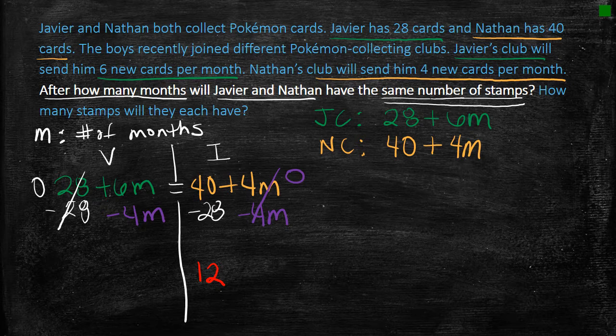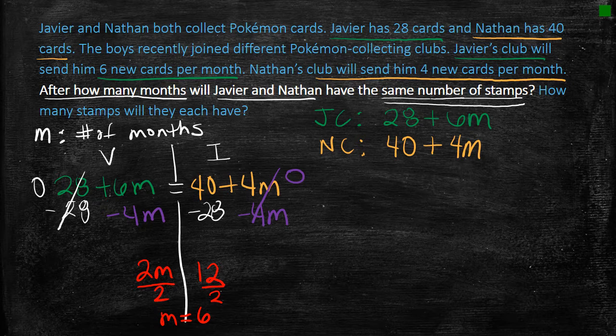And I notice that 6m minus 4m is going to give me 2m. And then my last step is just to divide by 2, and m equals 6. Well, what does that m represent? Well, that m represents the number of months. And since we made it equal to each other, it's the number of months where they will both have the same number of stamps. As always, we want to write our answer in a sentence.